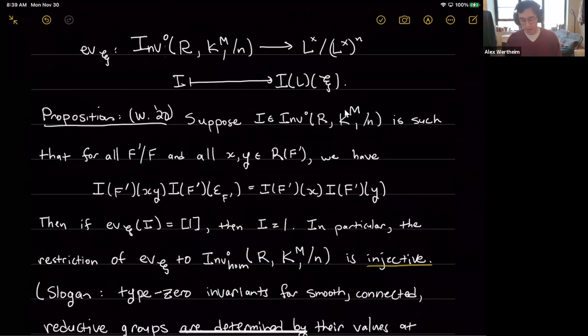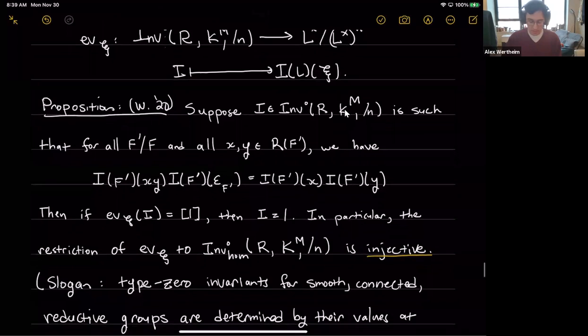Suppose I have an invariant I such that for every field extension F' over F and any two points x, y of R of F', we have the following almost multiplicativity relation, which says that the evaluation of the invariant I at x multiplied by the invariant evaluated at y is the same thing as the evaluation of the invariant at xy times the evaluation of the invariant at the identity point of R_F'. Then, if the evaluation of I at the generic point is trivial, then our invariant I is itself trivial.